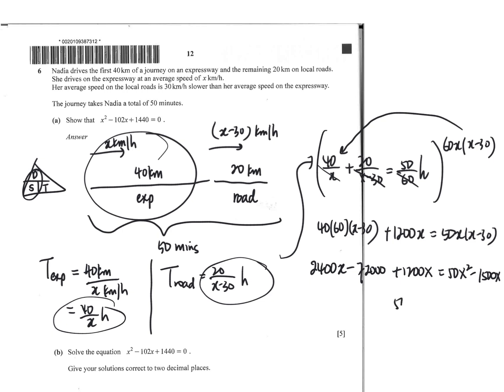Okay, so let's group everything together. 360 minus 360, 45100. I don't know if I'm calculating right. Okay, so divide by 50 throughout. What is 50? Is it 102? Can you help me double check? Because I don't have a calculator.